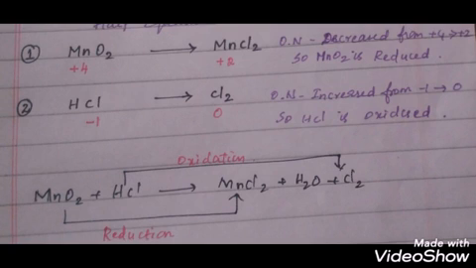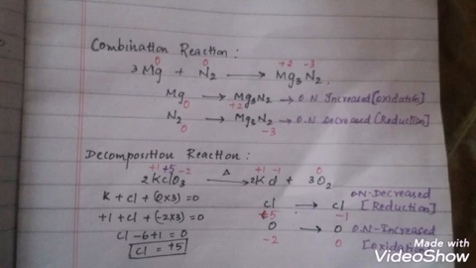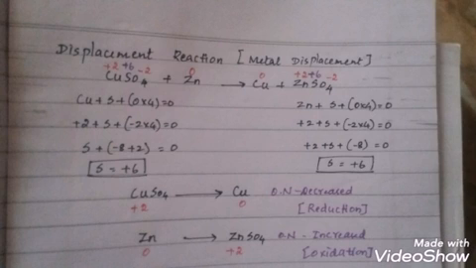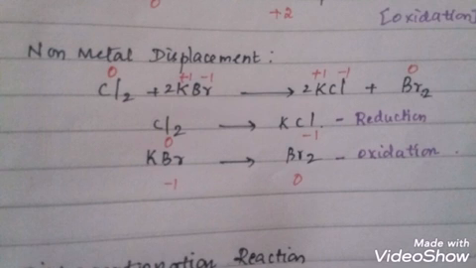And as the oxidation number of chlorine has increased from -1 to 0, it is said to be oxidized. So both oxidation and reduction happen simultaneously in this reaction. So it is said to be a redox reaction. From all these examples, it is clear that an increase in oxidation number means it is oxidized and a decrease in oxidation number means it is reduced.